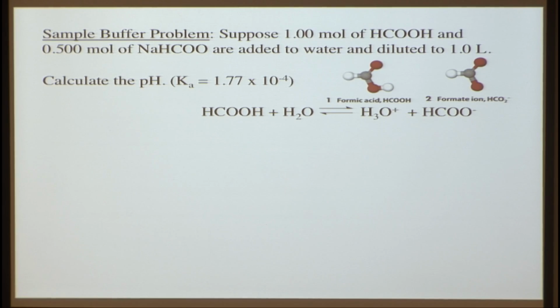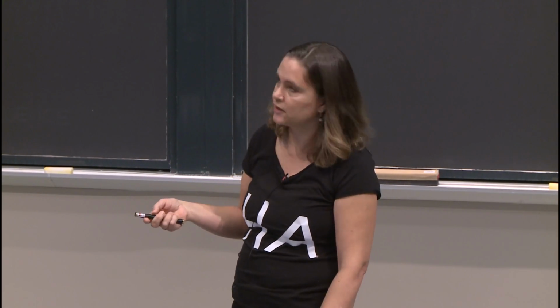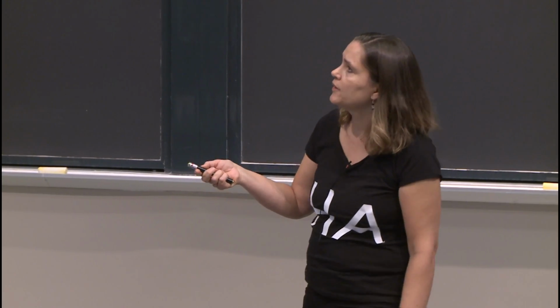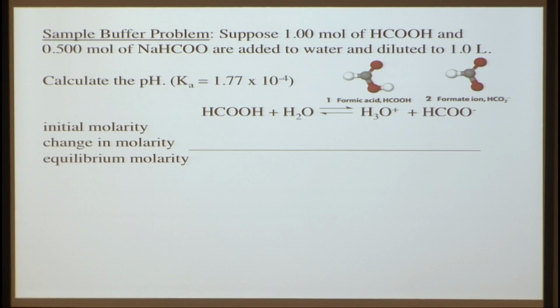And we want to think about what's there now, and what's at equilibrium. So initial molarity, change in molarity, and your equilibrium molarity. It's important, this word molarity. Don't put moles in here. Put molarity in here. But I made it really easy for you because we have 1 mole in 1 liter, so the molarity is 1. 0.5 moles in 1 liter, the molarity is 0.5.